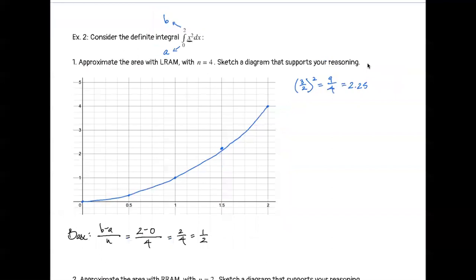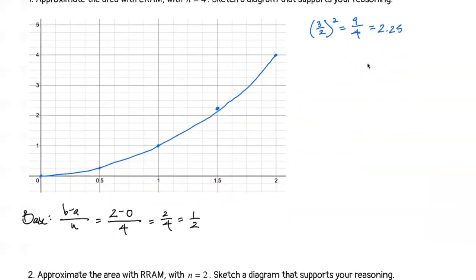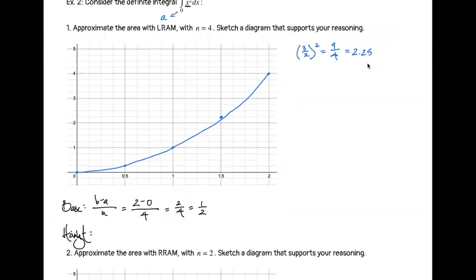So we've got our base as 1/2. And I'm wondering if you can, using function notation, tell me what the values are for the heights of the 4 rectangles. All right, so don't give me a number, but say like f of something. What would the height of the, let's start with the first rectangle. What would the height of the first rectangle be?